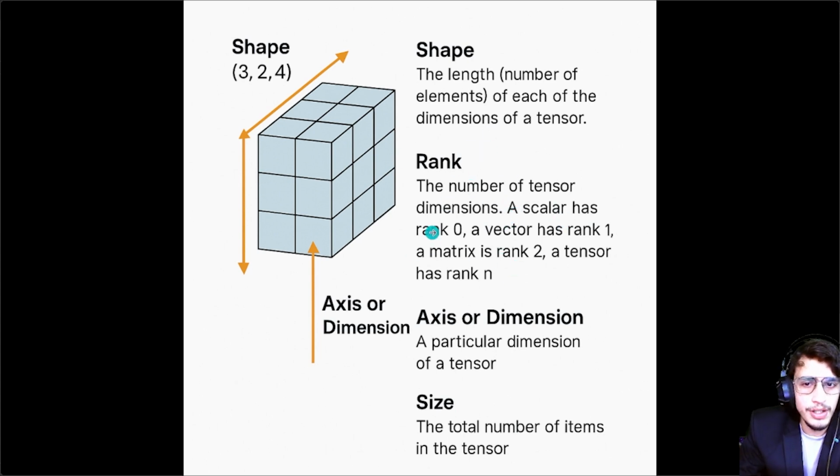Rank is the number of dimensions present in the shape. Here there are three things, and in computer science we start indexing with 0, so this is 0, 1, 2. Now what is the axis? An axis is any one axis of the tensor. Here the 0th axis is 3, the first axis is 2, and the second axis is 4. So these are the individual axes of the tensor. And size is the whole size of this tensor: 3 into 2 is 6, 6 into 4 is 24. The size will be 24.